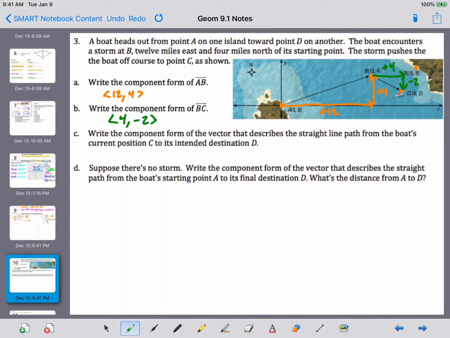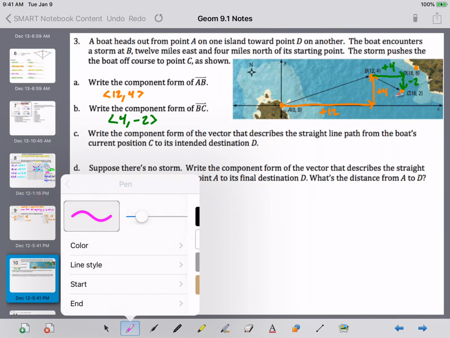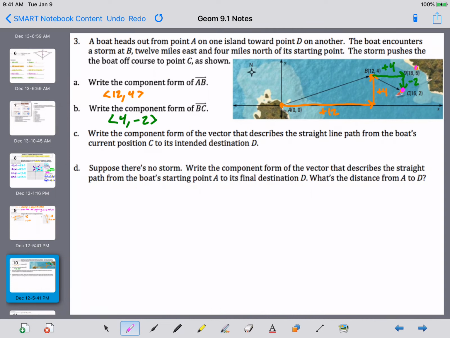Okay, so now let's write the component form of the vector that describes the straight line path from the boat's current position C to its intended destination D. All right, well, we're at point C. We got to get to point D over here on the other coast. So we only have to go over from 16 to 18. We'd go over 2 miles, and then from 2 to 5, we would go up 3. So they need to go right 2 miles and then up 3 miles to get to their final destination.